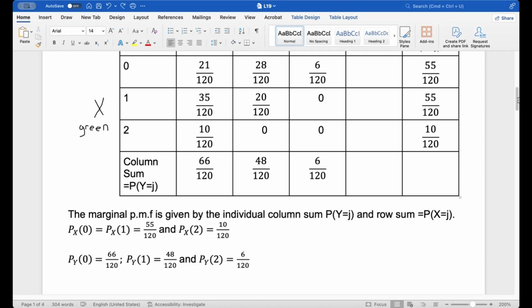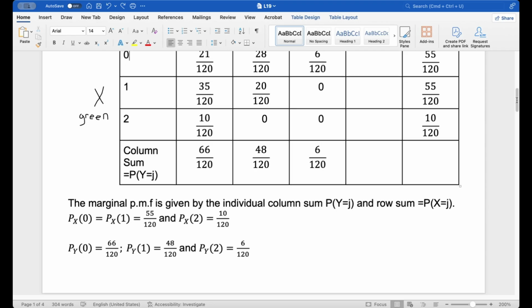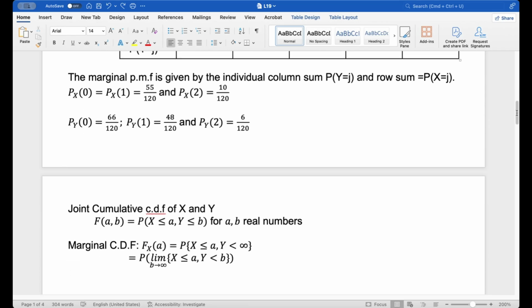Not really required to reduce here. I think in this particular setup, it's nicer to have a common denominator. The joint cumulative CDF of x and y is a running total. So that would be F(a, b), meaning that we want the probability that X is less than or equal to a, and Y is less than or equal to b.